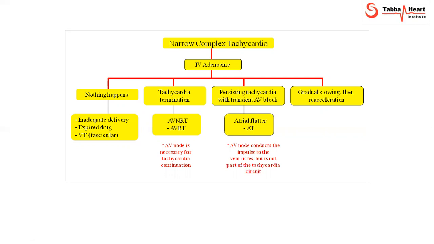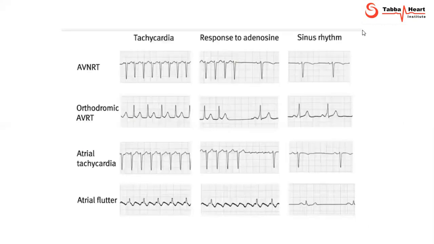You keep giving it. So there can be only 2 things happening. Either the drug delivery is inadequate, or it's not an SVT or a node-dependent tachycardia, it's a VT. Fascicular VT can appear very narrow. Okay, the drug delivery may not be proper, the carotid massage may not be proper, anything can happen. So they will say nothing happened. That does not mean nothing happened. You still have to have an answer for that. Nothing happened means that nothing happened to the tachycardia. This is probably not SVT, this is a VT, right? So these are the 4 responses.